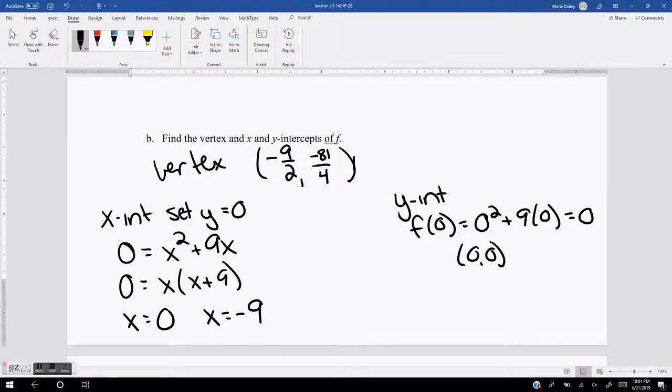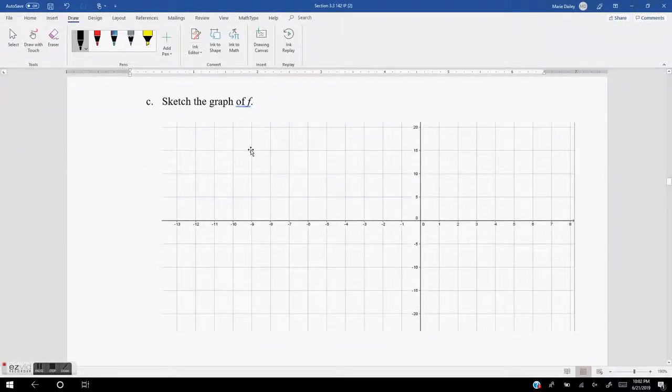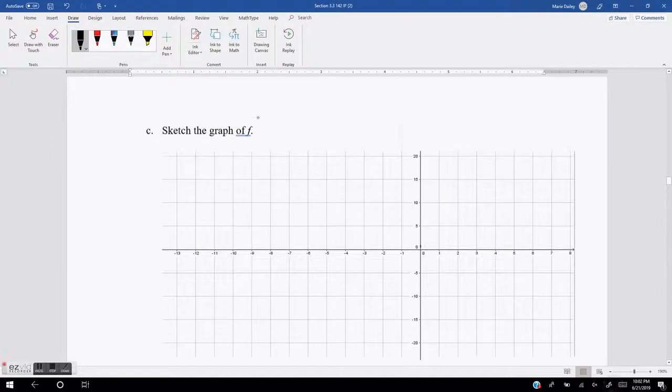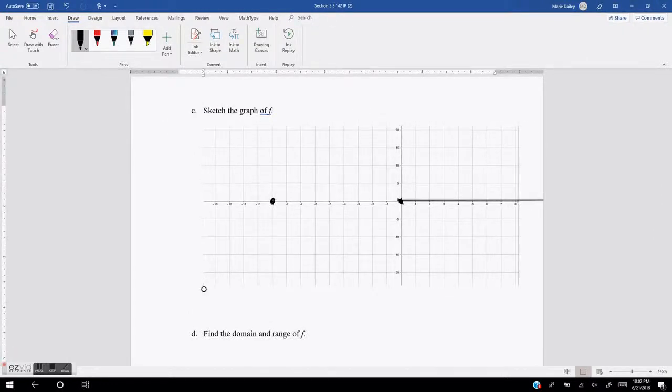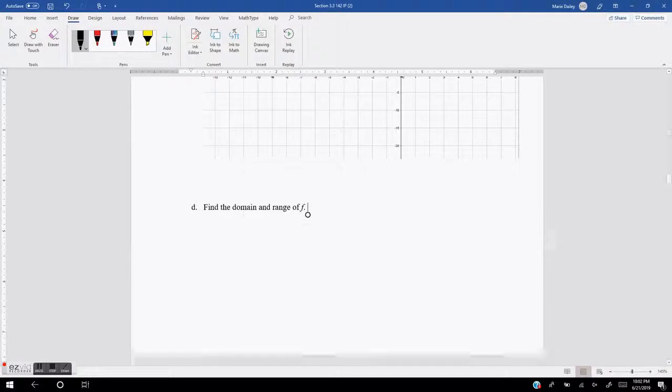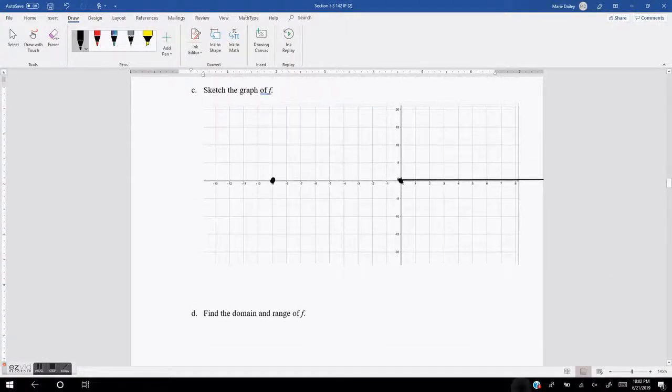Now, since I only have 3 points, if you would like, you can always add more points to your graph, because the more points you have, the more accurate your graph actually is. Negative 9 halves is negative 4.5. 81 over 4 is about 20.25. So that's way down there, right about there.